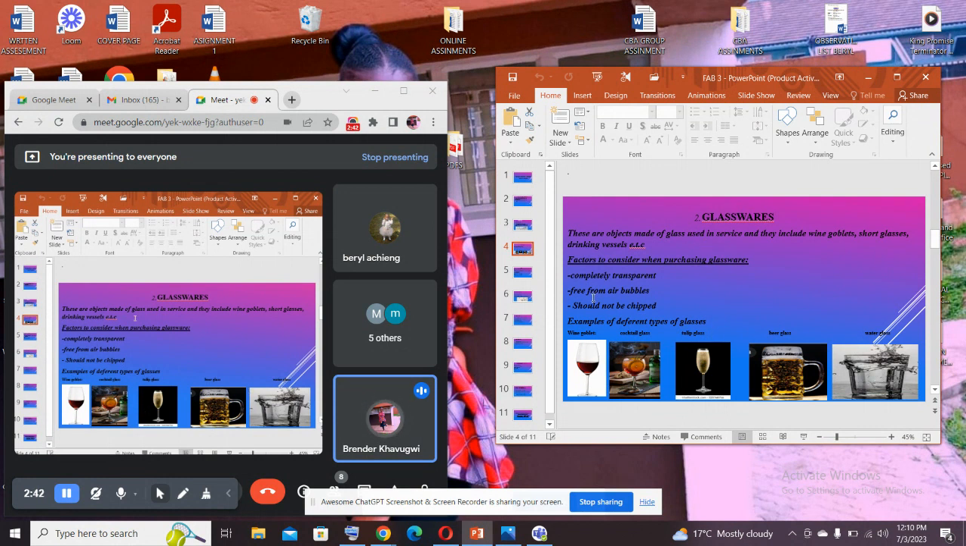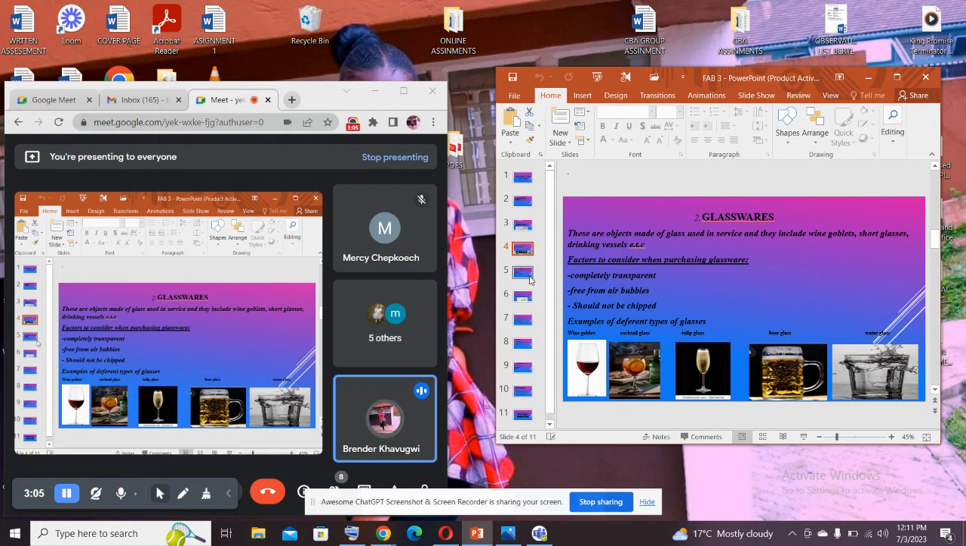So we have the factors to consider when purchasing the glasswares. Ensure that the glass is completely transparent to ensure that there is visual clarity to be able to see through it, and ensure it is free from air bubbles, and it should not be chipped to reduce any harm that might be caused by the sharp edges.